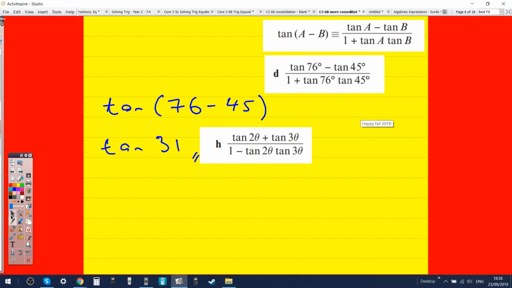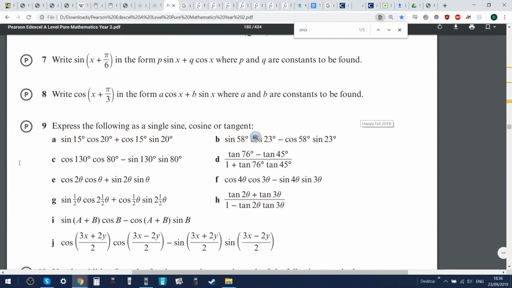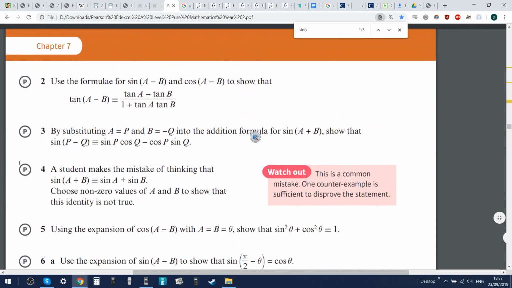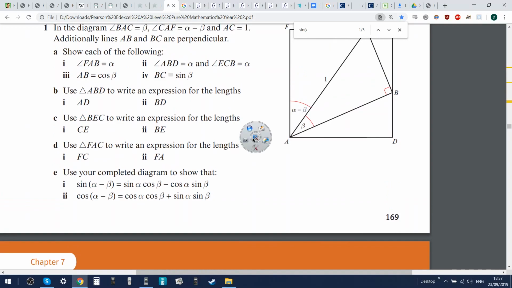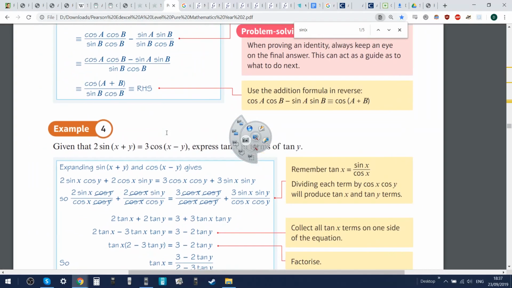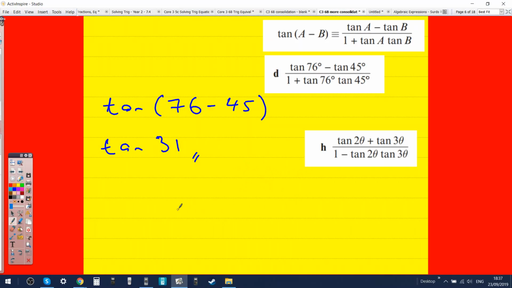So any idea about this one? Tan 2 theta plus tan 3 theta over 1 minus tan 2 theta tan 3 theta. Would you just replace A and B with 2 theta and 3 theta? Yeah, and I think actually that one is the other tan one, the tan A plus B, which I might have to find. But yeah, you're right. You just replace A and replace B. Don't overthink it at all.